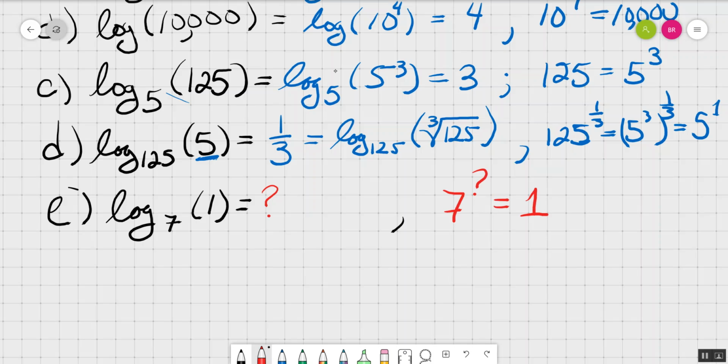And then hopefully this answer screams out at you, ooh, anything to the blank power is 1. And then you're like, oh man, I know this. It's 0. Because 7 to the 0 power, well, really anything to the 0 power is 1. And so this is something that every log will have in common regardless of base and regardless of input. If I raise the base to the 0 power, I'm going to get 1, which means every log, any base, when I do 1, will give me 0.